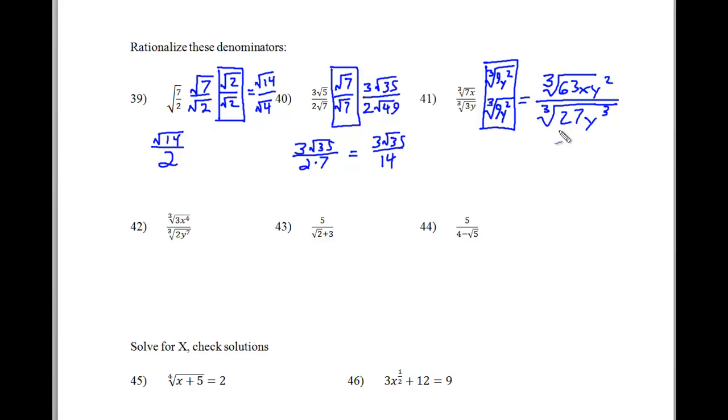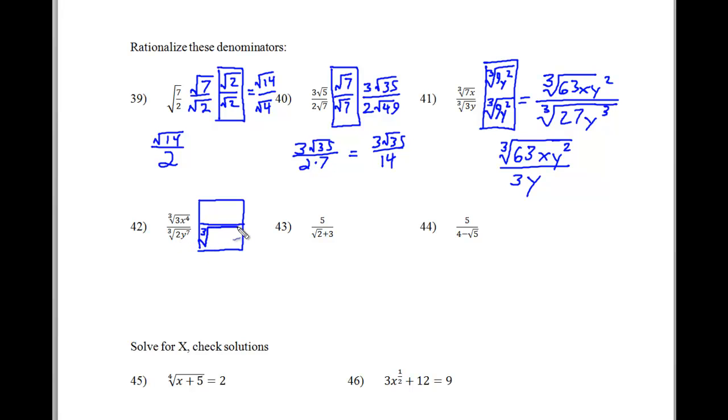So I'm going to take the cube root of 27, which is 3, the cube root of y cubed, which is y. And so that gives me what I need in the denominator to not have any more radicals in the denominator. So for problem number 42, we're supposed to build this 2y squared up so it's perfectly cube rootable.